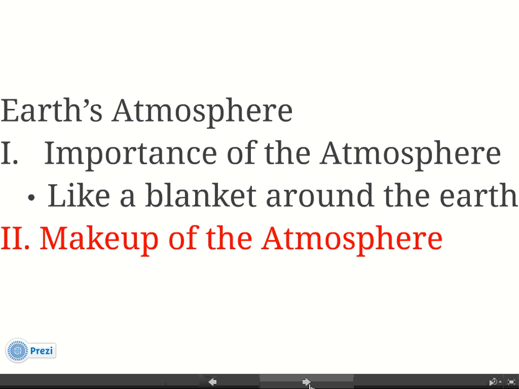Okay, now we need to look at heading 2. So you're going to put a 2 under what you just wrote and write in red, makeup of the atmosphere. And we're going to read about that.